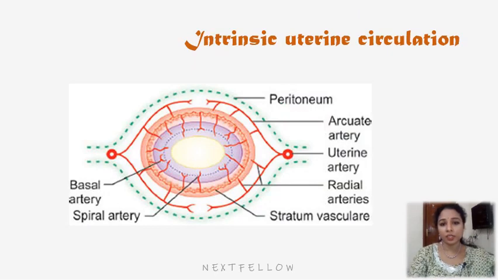Here we can see the uterine artery on each side within the broad ligament, dividing into arcuate arteries, anterior and posterior, which further give rise to radial arteries. The radial arteries divide to form the stratum vasculare within the wall of the uterus. From the stratum vasculare, the basal and spiral arteries are given off to supply the endometrium. Spiral arteries supply the functional zone of the endometrium, which is cast off during menstruation, and basal arteries supply the basal zone of the endometrium, which helps in regeneration of the denuded endometrium.